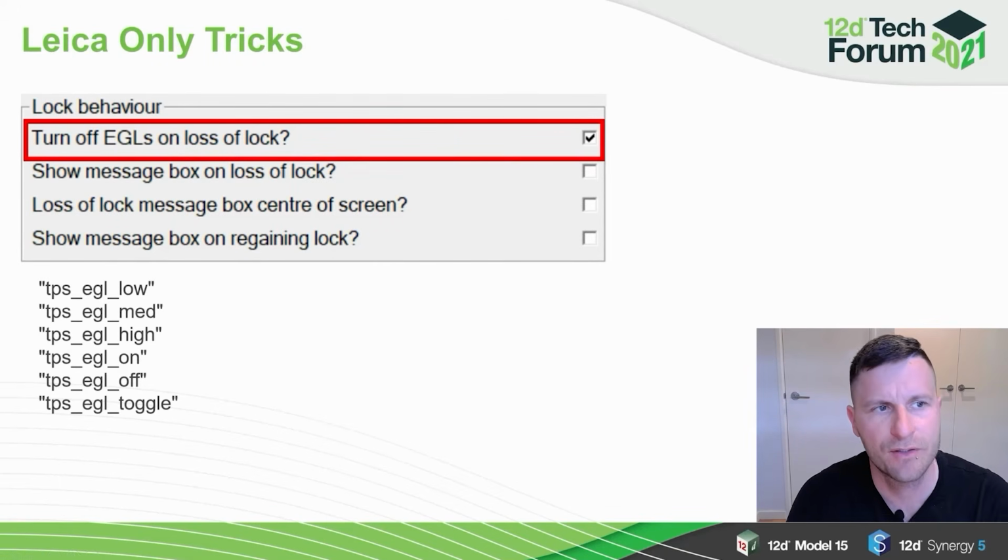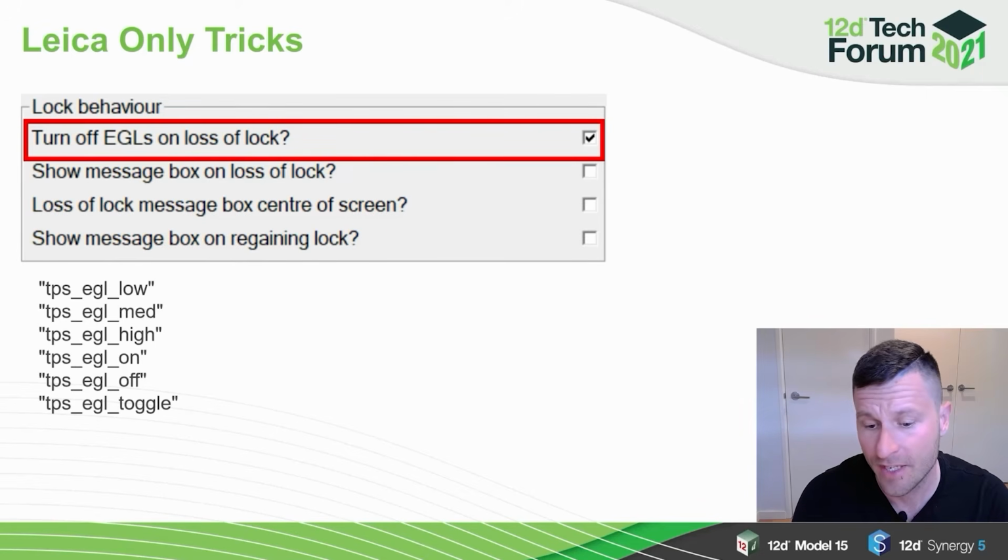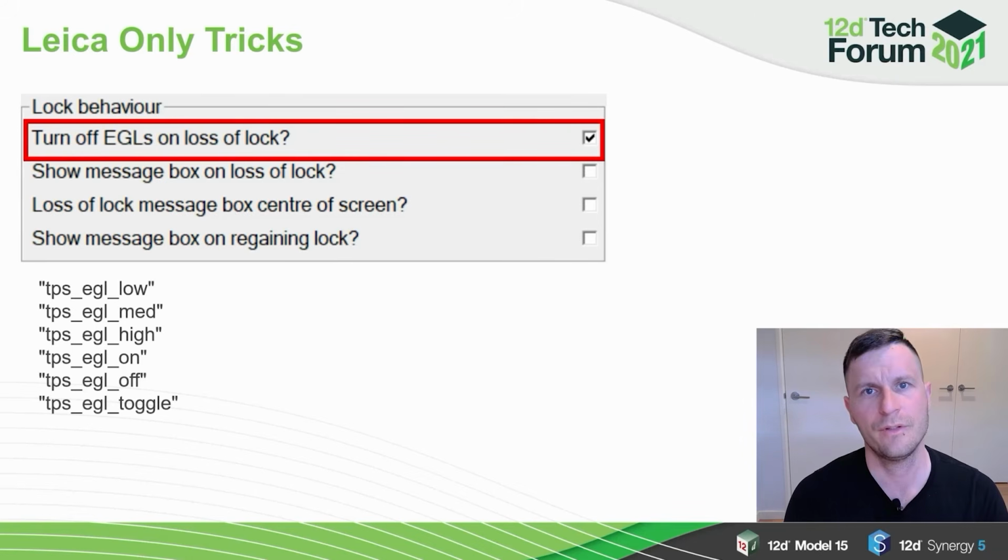My next is Leica only, the ability to turn off the electronic guide lights on loss of lock. This is something only 12D Field can do. The standard Leica does not. So it can be very handy when doing night shift or in dark spaces. The guide lights automatically come on. 12D Field has the ability to turn them off. It also has the ability to toggle them low, medium, high, using the hotkeys. So I'd recommend people set that up.